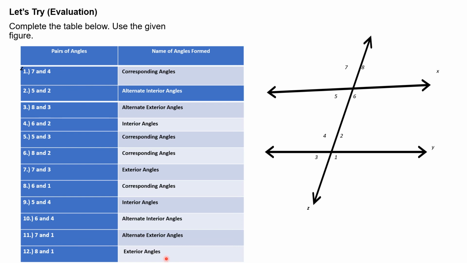So I hope that you have understood our lesson for today about how these transversal lines cut the parallel lines, and how they create pairs of angles, or the different angles that are formed when a transversal line cuts our parallel lines.